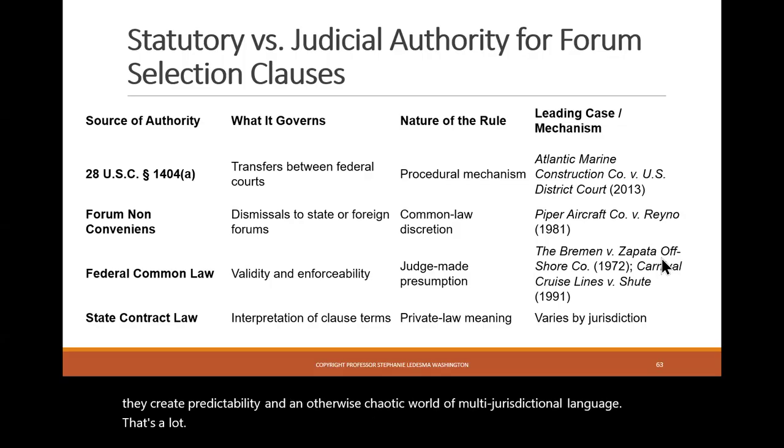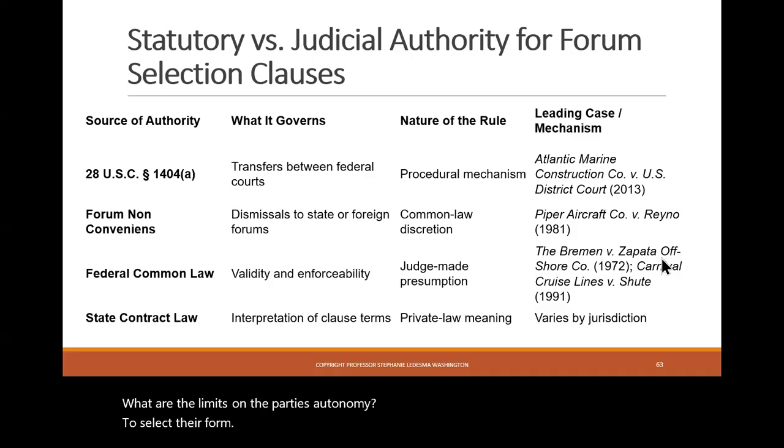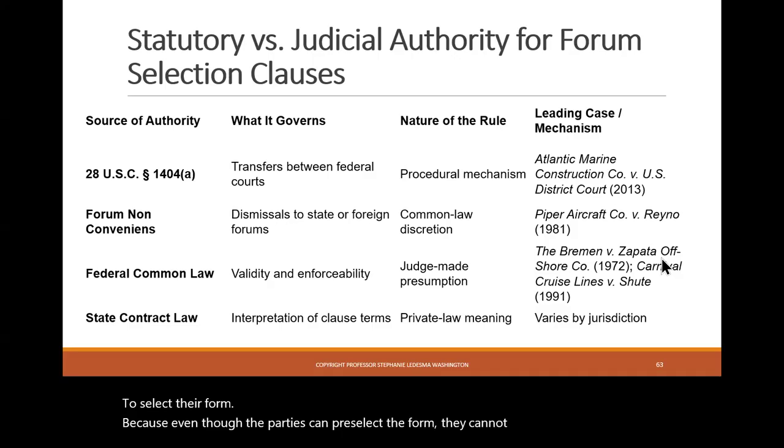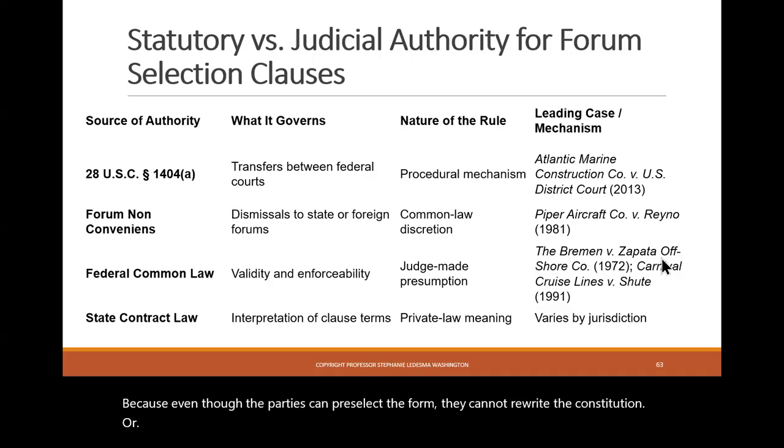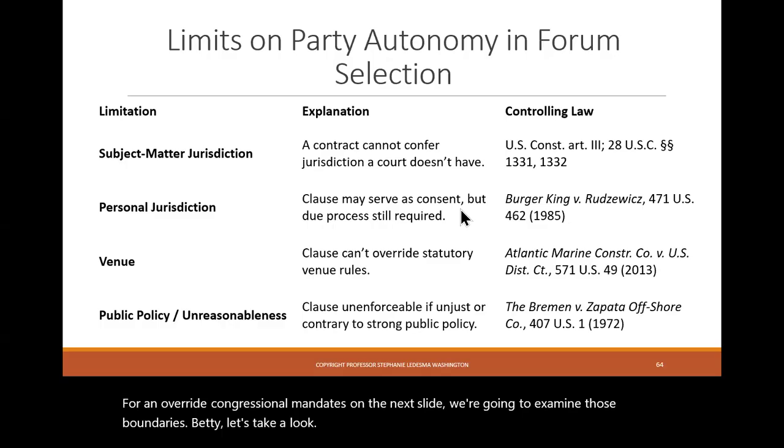Now that we've mapped the sources of authority, the next step is to look at the limits, right? What are the limits on the parties' autonomy to select their forum? Because even though the parties can pre-select the forum, they cannot rewrite the Constitution or override congressional mandates. On the next slide, we're going to examine those boundaries. Ready? Let's take a look.